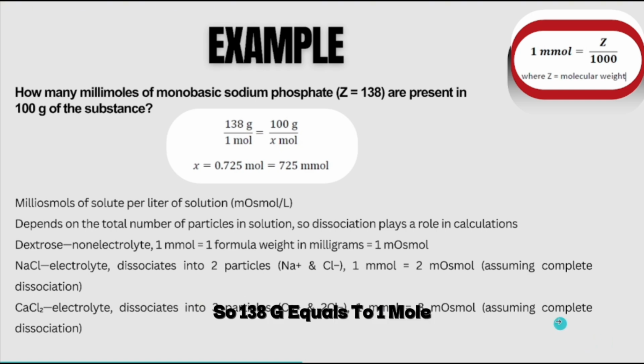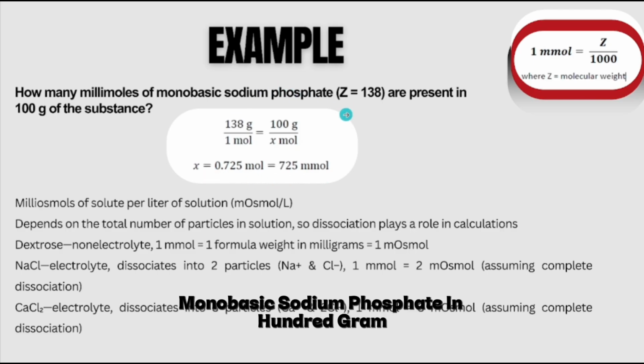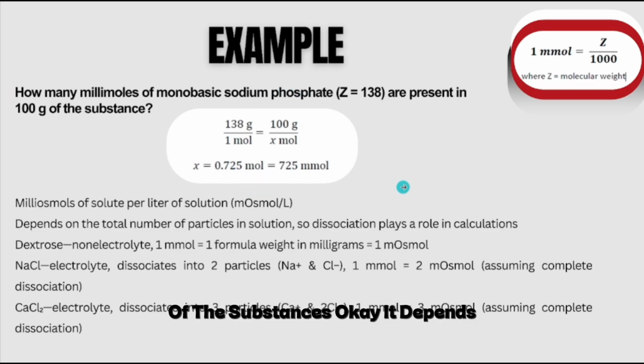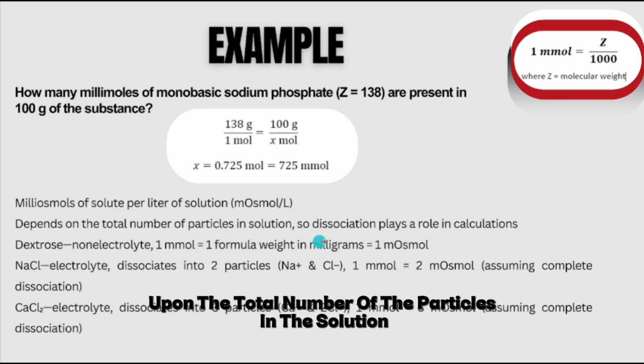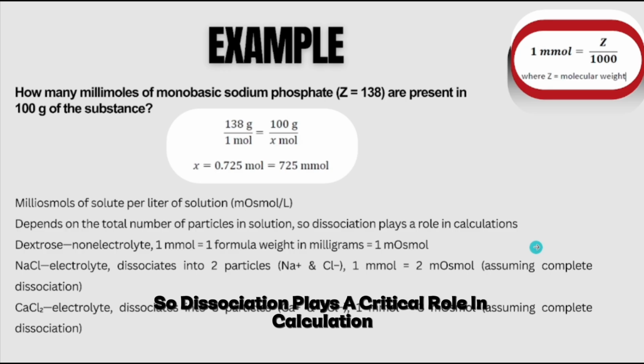Another example: how many milliosmol of monosodium phosphate are present in 100 gram of the substance? So 138 gram equals 1 mole, so 100 gram equals x mole. So we can find out the millimole of the substance monosodium phosphate in 100 gram of the substance. It depends upon the total number of particles in the solution, so dissociation plays a critical role in calculation.